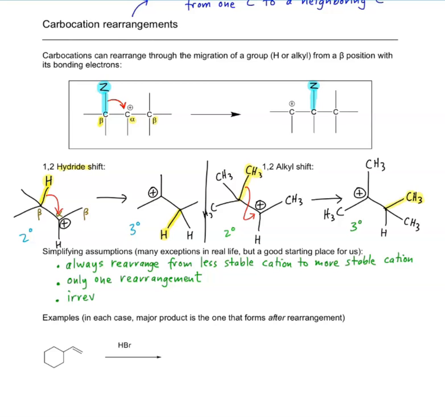And then finally, another assumption that we'll make is that these carbocation rearrangements are going to be irreversible, which means there's no reverting to the original carbocation. Now again, in real life, you can find exceptions to these things, but these are going to cover the vast majority of cases that we're going to see. So we'll all follow these rules so that we're all on the same page.